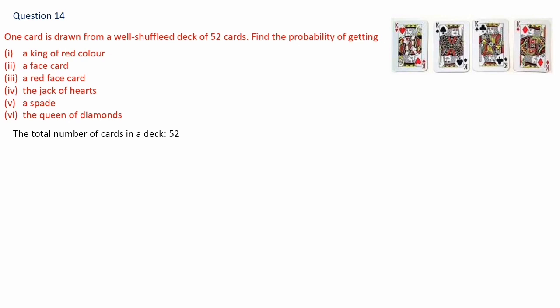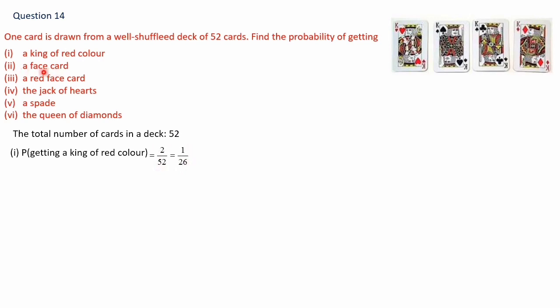Here it is asked a king of red color. These are the total number of kings in a deck of cards, and here you have to check the red cards. So this one is red and this one is red. So total 2 red cards, meaning the hearts king and the diamond king are the only red kings. So probability of getting a king of red color is 2 divided by the total number of outcomes. Total number of outcomes we have is 52. So here 2 and 52 we can cancel, it is 1 by 26.